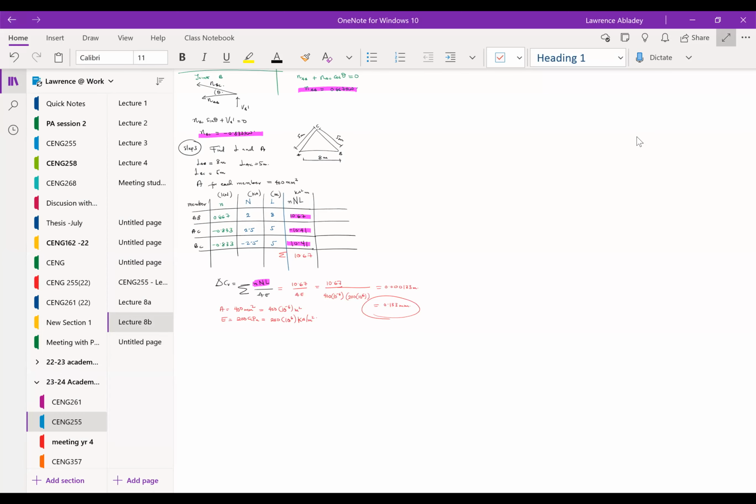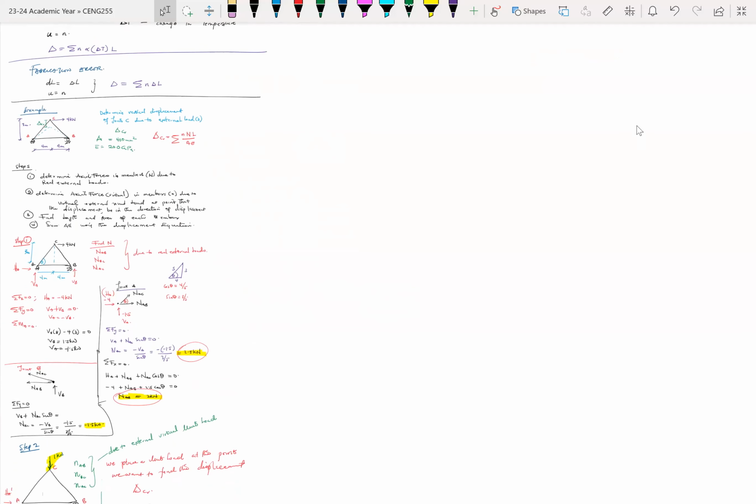So, when we met last week, we started looking at a different method to determine deflections of different structural types, in terms of whether they are beams, or trusses, or frames.